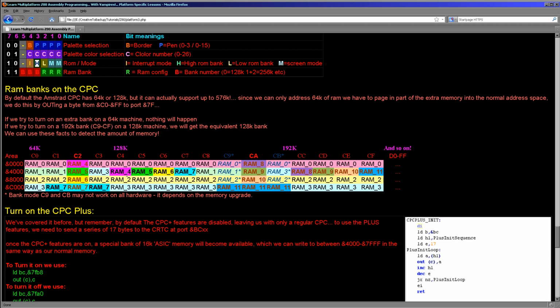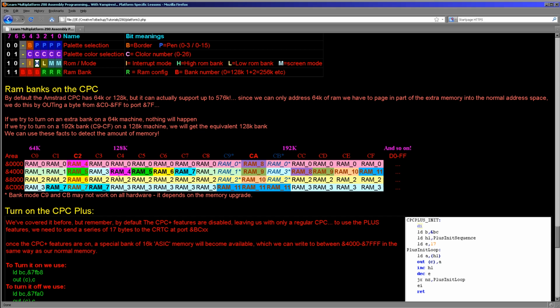Now, one thing we do need to bear in mind, on a 64K system, if we try and turn on the 128K RAM, nothing will happen. So we will end up writing to our original memory, which is what we expect. On a 128K system, when we page in that 128K of RAM, of course we will write to the extra bank, not to the original one.